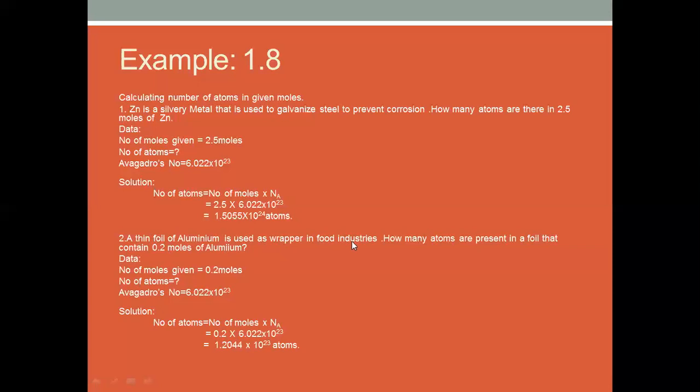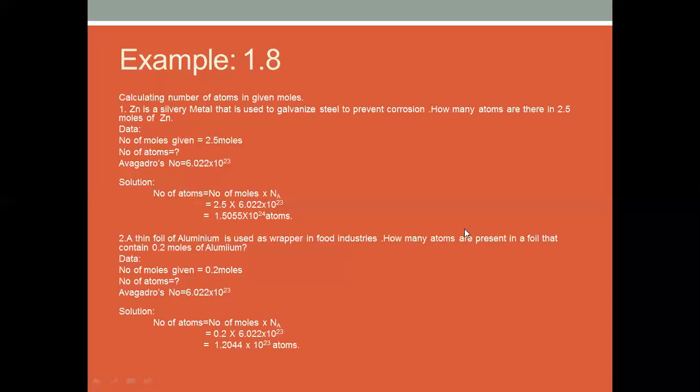Question number 2, a thin foil of aluminium is used as a wrapper in food industry. Even you are using aluminium foil at home, and all the candy wrappers, the food cans, the milk, all these are packed in aluminium. So aluminium is used as a wrapper in food industries.